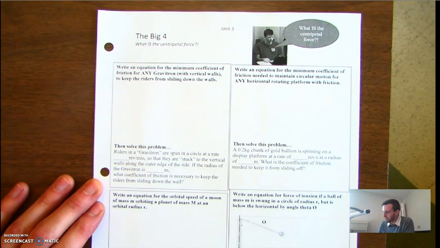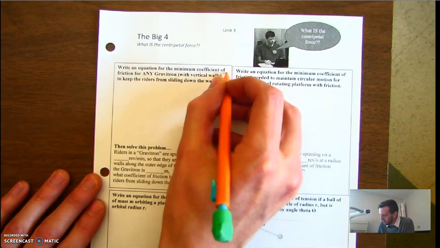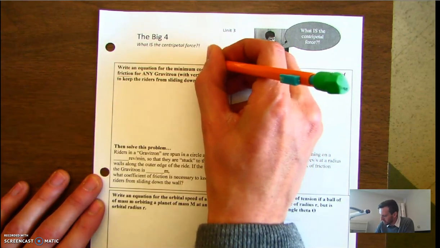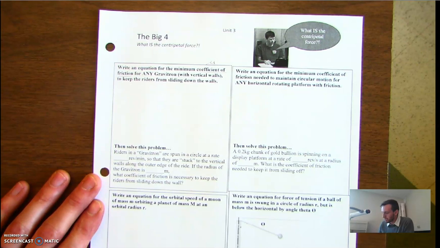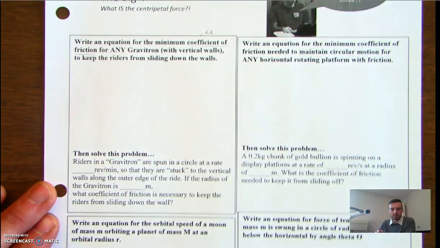So for the first one, for example, it says write an equation for the minimum coefficient of friction. All right, that's mu for those of you that have been with us here. That's mu for any gravitron with vertical walls to keep riders from sliding down the walls. So this is a classic physics problem. Your teachers love giving you this one, so do I.